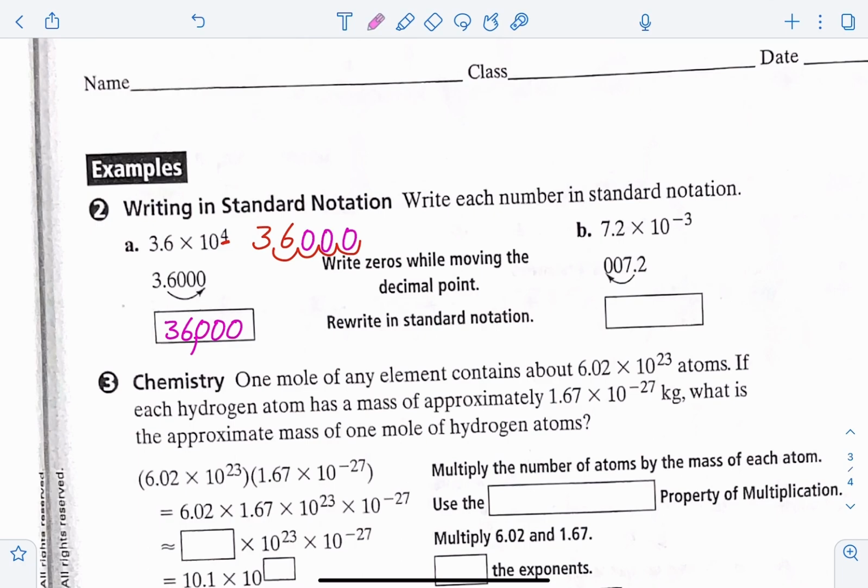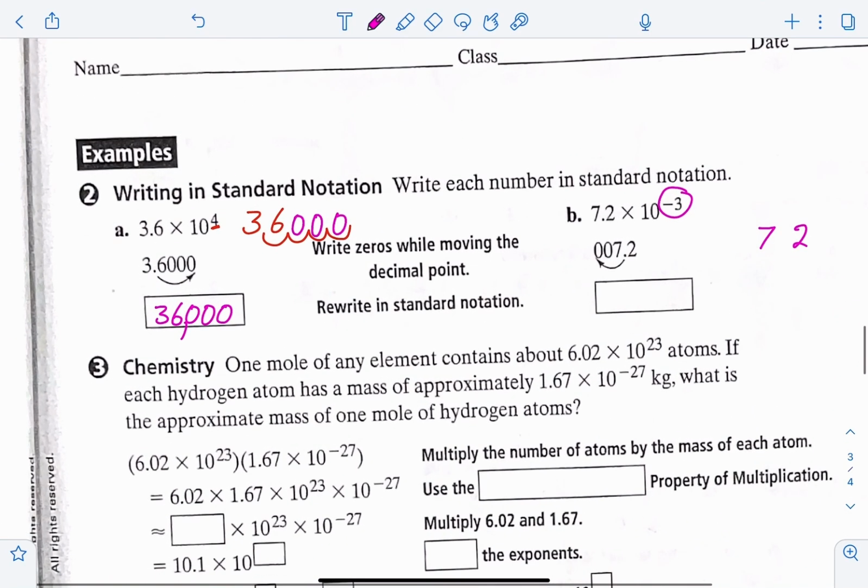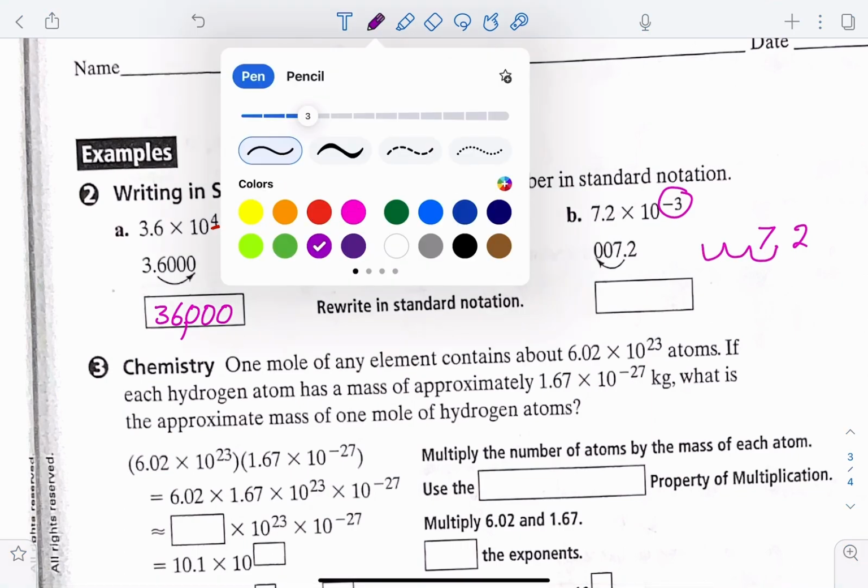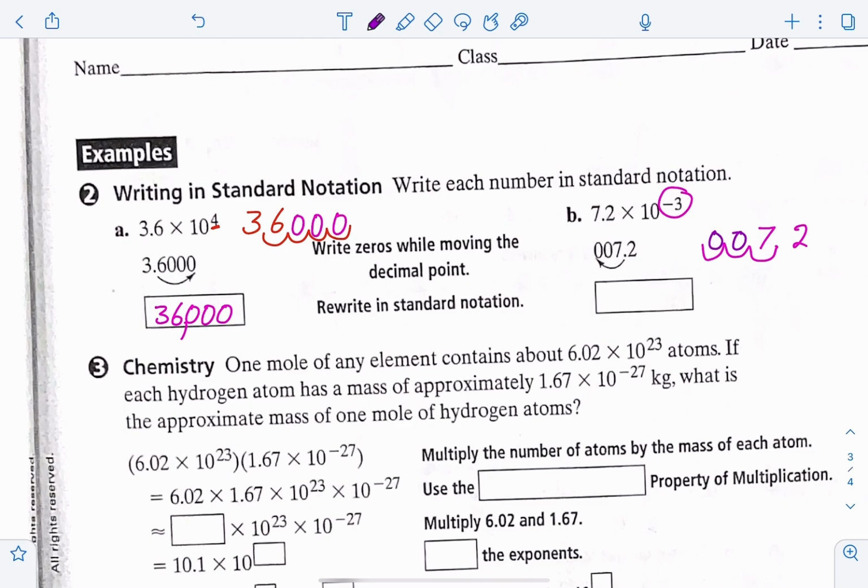You can do the same thing here. 7 and 2, we're going to move it 3 places, but now we're making it so that the zeros are in front of it. So we're going to start here and we're going to go 1, 2, 3. Then we go back and add our zeros and our decimal point. It looks better if you put a 0 in front of that too after you've added your decimal. So 0.0072.